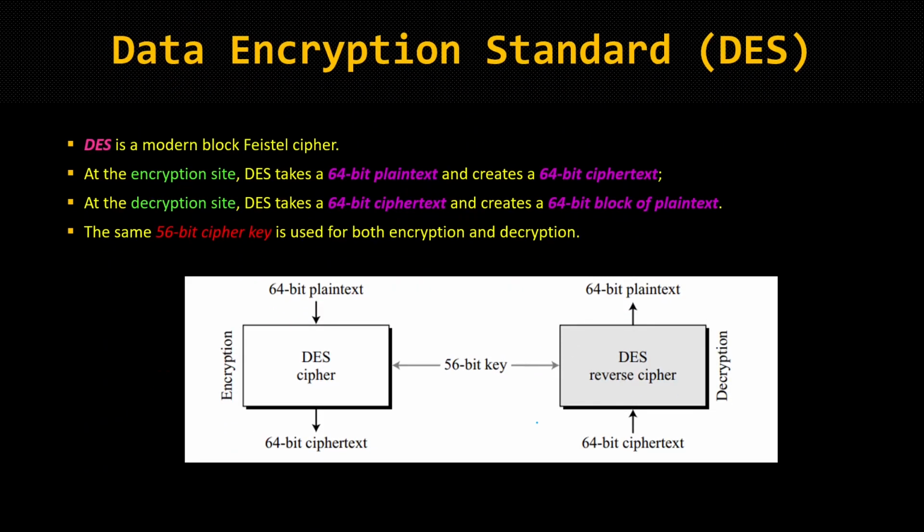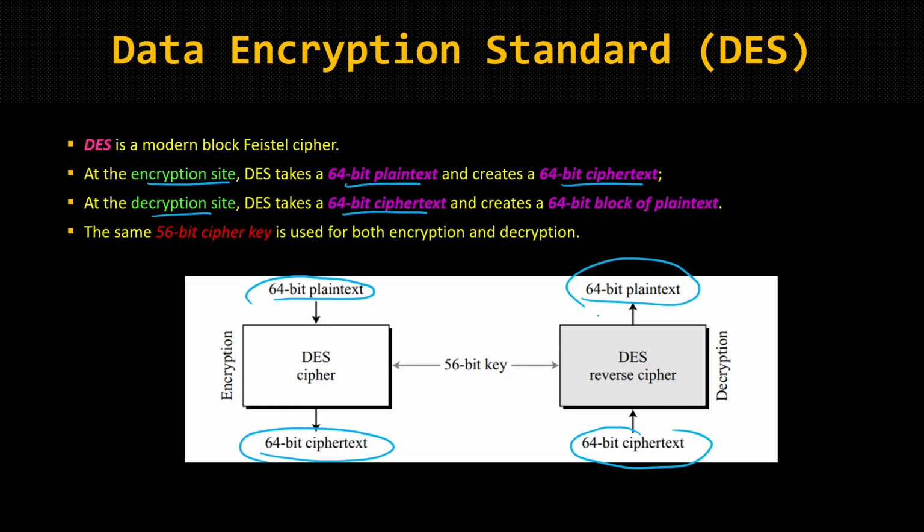Now moving on to the data encryption standard, which is a modern block Feistel cipher. So as you can see in this diagram, what is happening is at the encryption side, this data encryption standard or DES takes a 64-bit plain text and it creates a 64-bit ciphertext. Similarly, in the decryption side, DES takes a 64-bit ciphertext and it creates a 64-bit plain text. So the same 56-bit cipher key is used for both the encryption and decryption.